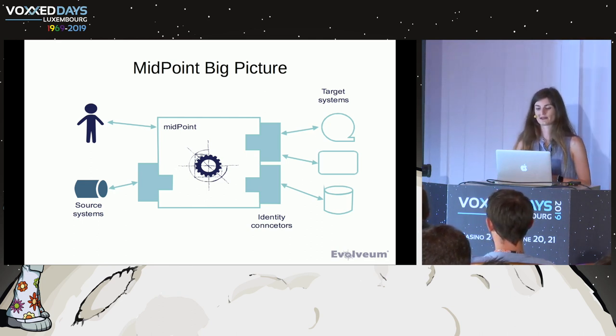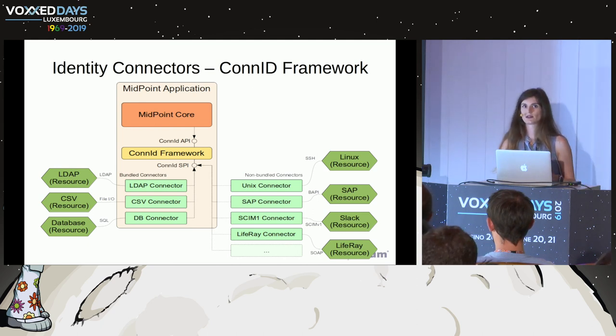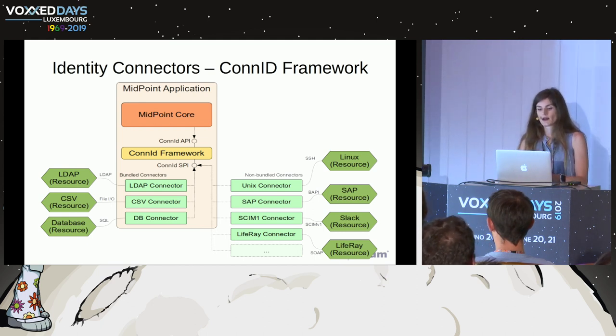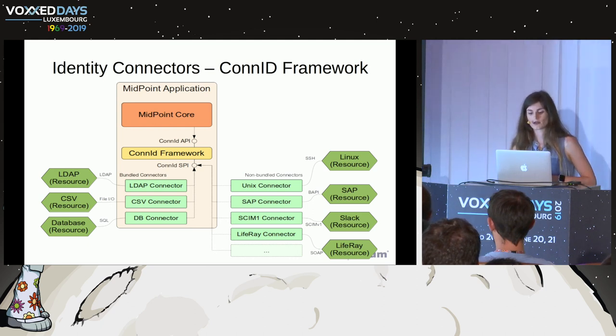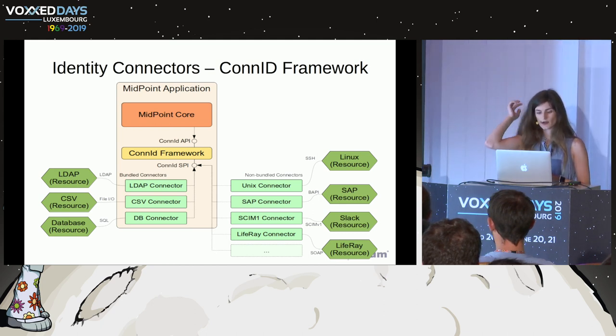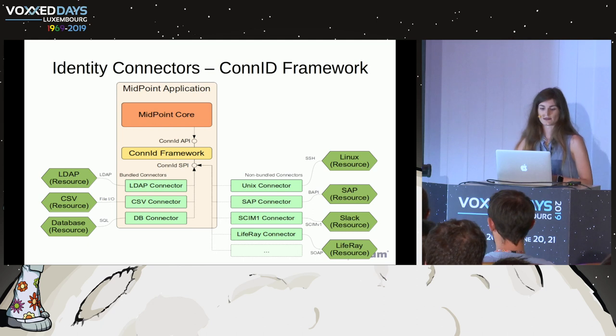At the beginning, I also said that midPoint communicates with connected systems with identity connectors. So what are identity connectors? MidPoint uses the ConID framework as its identity connector layer. There are several benefits to using this framework. The connectors are not midPoint specific, so everyone using this connector framework can use the same connectors. The framework provides convenient services like instantiation or isolation. For example, you can have two different versions of a connector active at the same time, and the framework takes care of creating and destroying instances, pooling the instances, and so on.